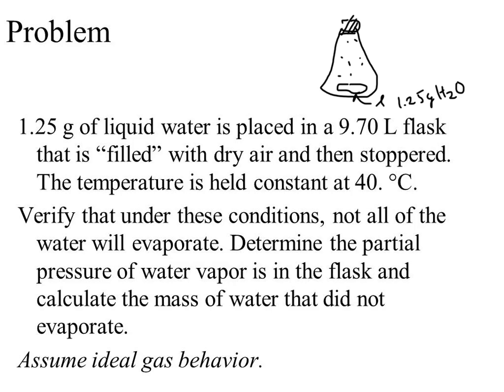The volume of my flask is 9.70 liters. The temperature is given, it's a little higher than it was before, so water will have a higher equilibrium vapor pressure, won't it? With two significant figures, because there's a decimal there, the temperature is given in degrees Celsius.